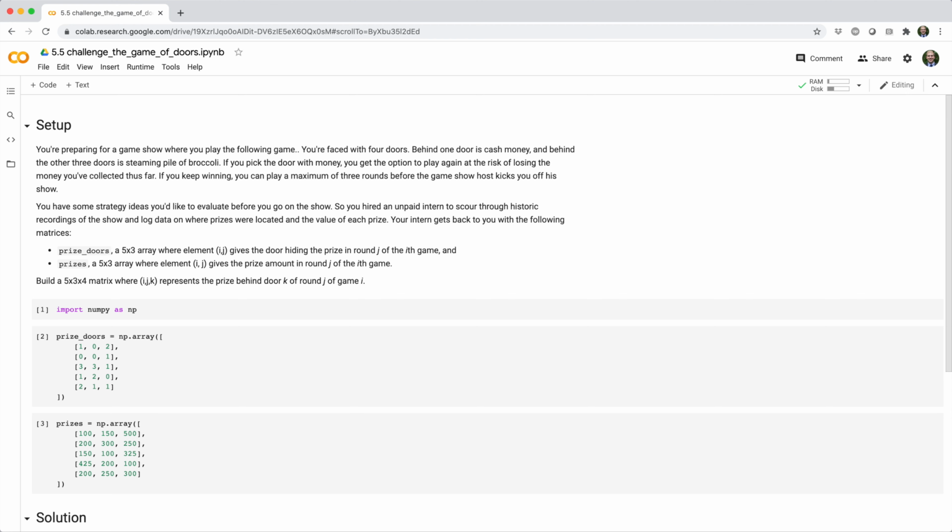If you pick the door with money, you get the option to play again at the risk of losing the money you've collected thus far. If you keep winning, you can play a maximum of 3 rounds before the game show host kicks you off his show. You have some strategy ideas you'd like to evaluate before you go on the show.